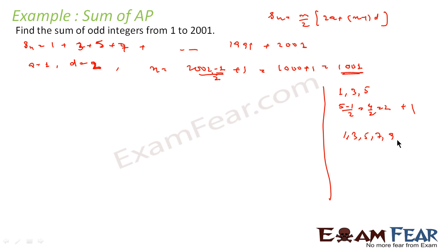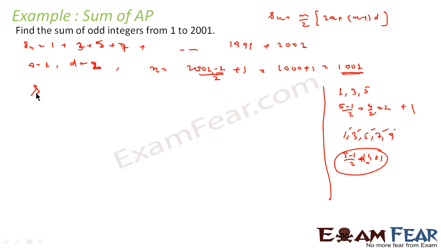We can also take one more example, 1, 3, 5, 7, 9. Here last term minus first term by 2 is 9 minus 1 is 8 by 2, that is 4. But the number of terms is 1, 2, 3, 4, 5. That means we have to add 1 to it. So 4 plus 1 is 5. That's why it is last term minus first term by 2 plus 1. So n is equal to 1001.